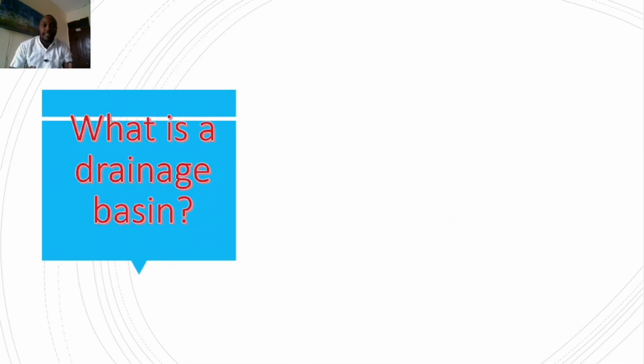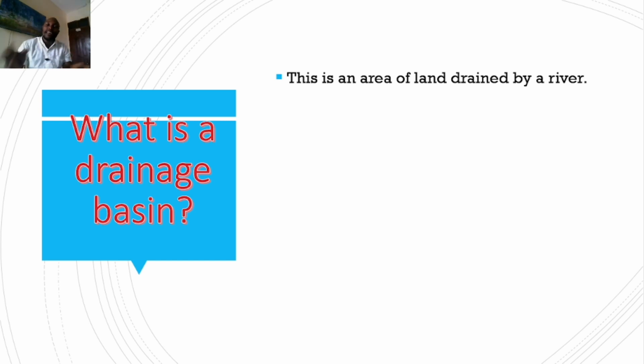So what is a drainage basin? What is a drainage basin? Now, a drainage basin is just an area of land drained by a river. So when you see an area of land that is drained by a river, that's a drainage basin. That's the simple definition of a drainage basin. It's not hard, it's just as simple as that.